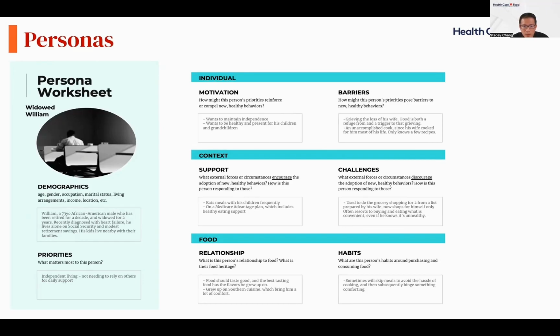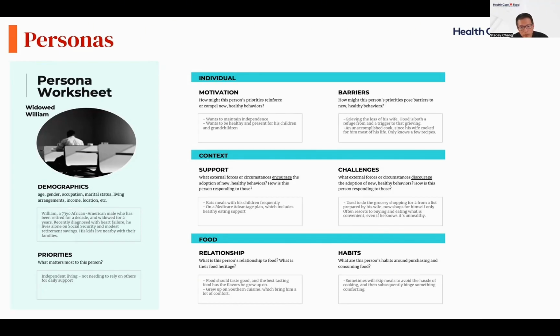And as is the case with many individuals at this stage of life, he really wants to live independently. He's proud of being able to do so and not having to rely on others. Those are his motivations. His barriers are definitely the loss of his life partner. He's still grieving the loss of his wife.